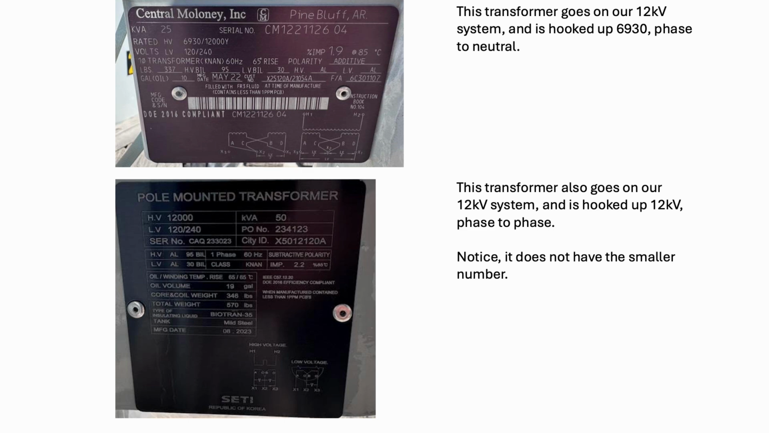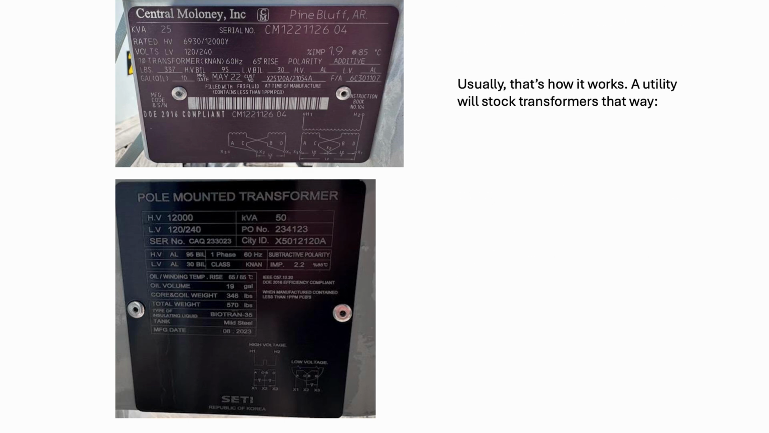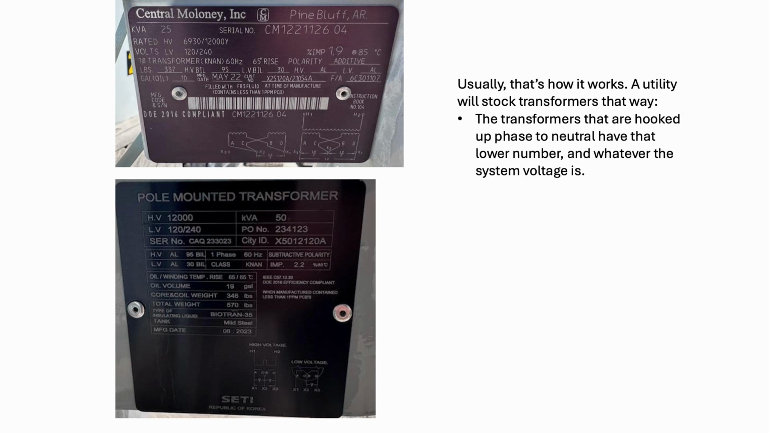This transformer also goes on our 12 kV system and is hooked up 12 kV phase to phase. Notice it doesn't have that smaller number. Usually that's how it works. A utility will stock transformers that way. The transformers that are hooked up phase to neutral have that lower number and whatever the system voltage is. The transformers that are hooked up phase to phase will only have the system voltage.